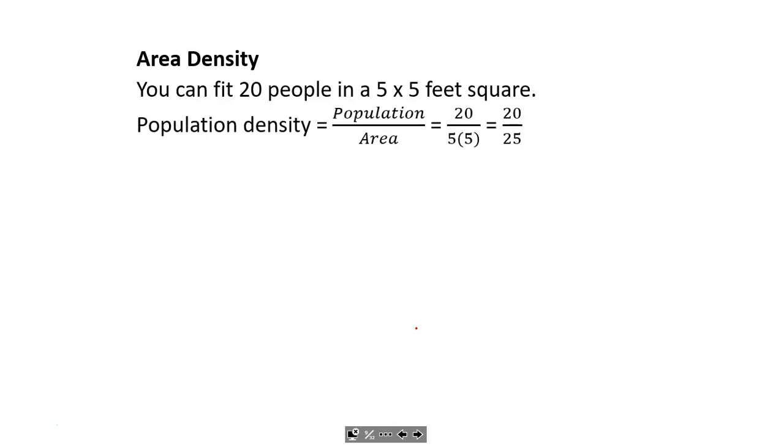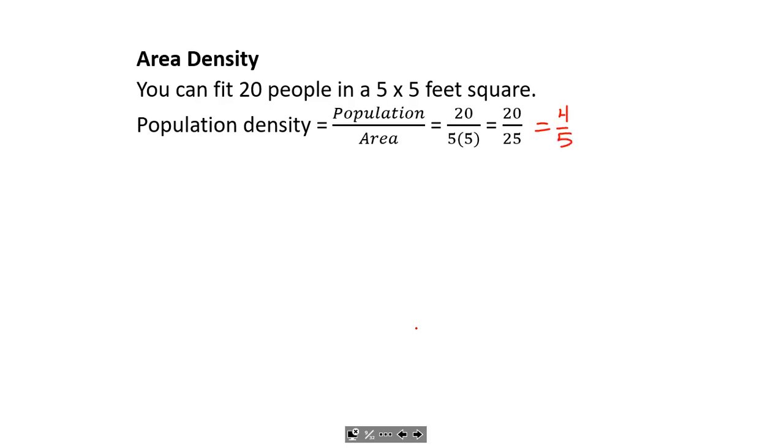Here's our next one. We're going to talk about area density. Area density says how many people can we fit in a certain area. So we're going to take our people over our area. So that's going to be 20 over 5 times 5. So that's 20 over 25. And this could be reduced to be 4/5 if we wanted to.